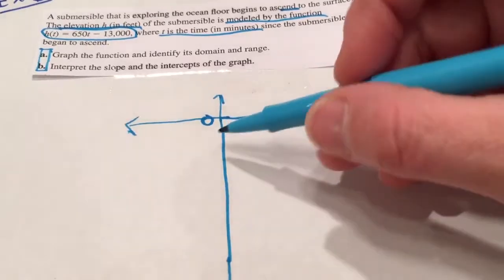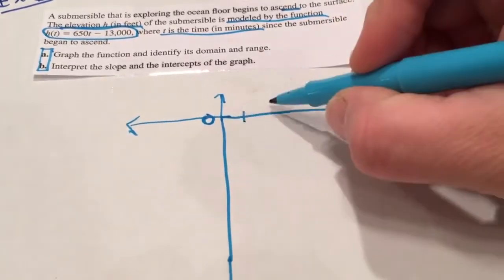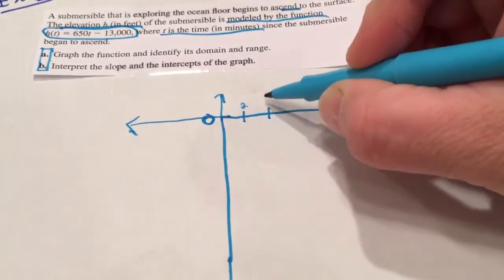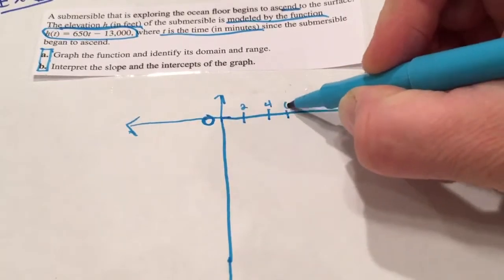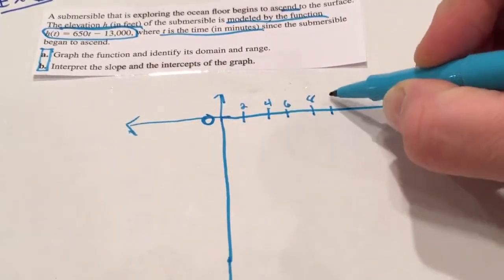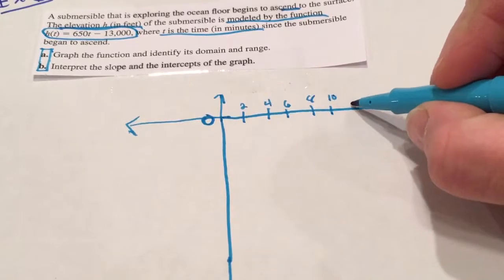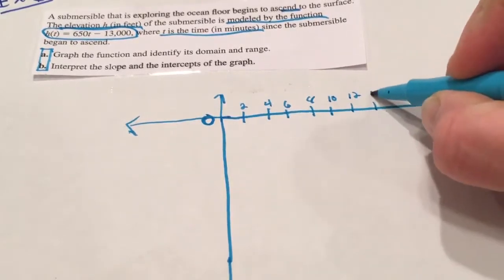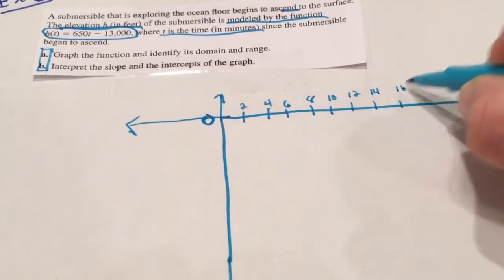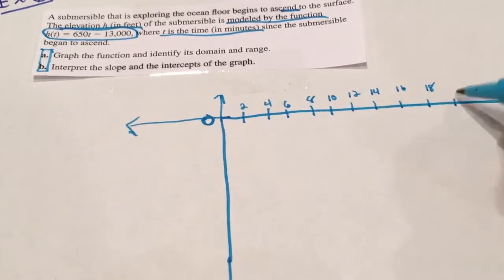So I'm going to count here by 2s. This is 2, 4, 6, 8, 10, 12, 14, 16, 18, 20, 22, 24.